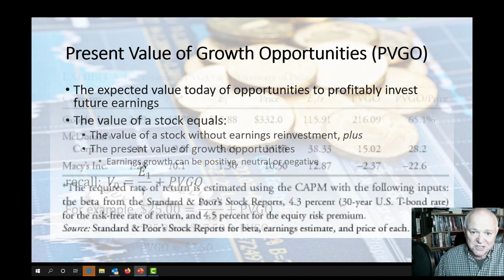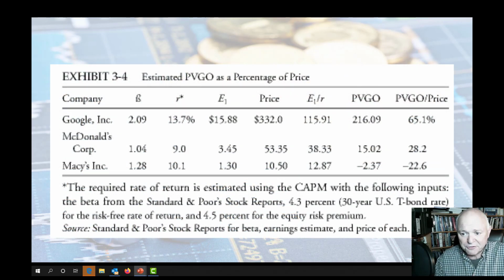Here we can compare some interesting examples. And again, from equity asset valuation, Google, McDonald's, and Macy's. I'll look at the first and the last as great examples.